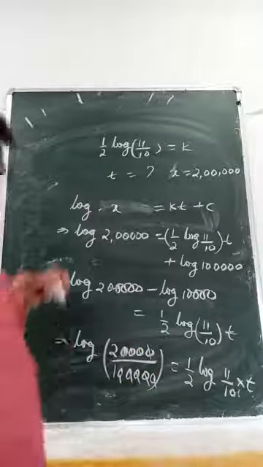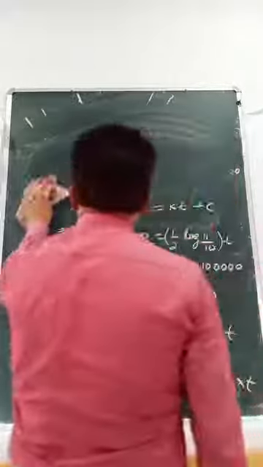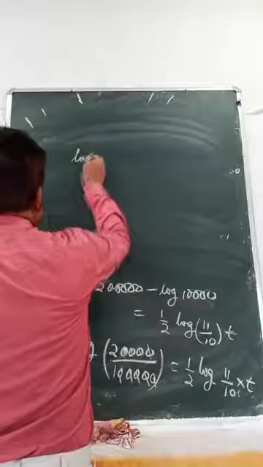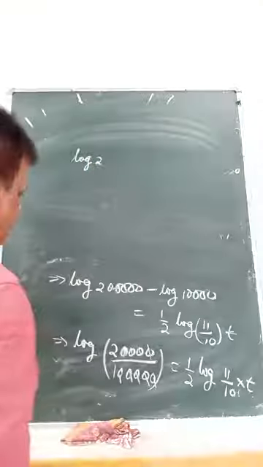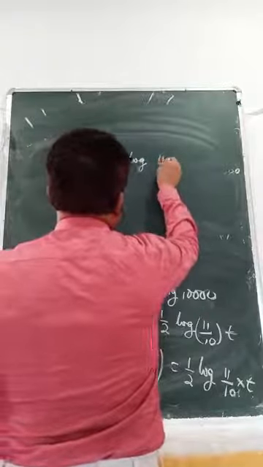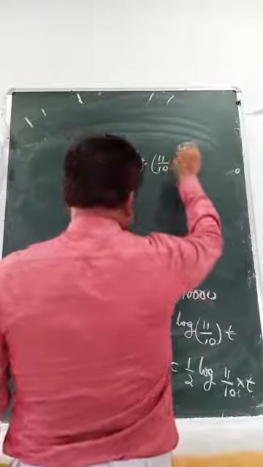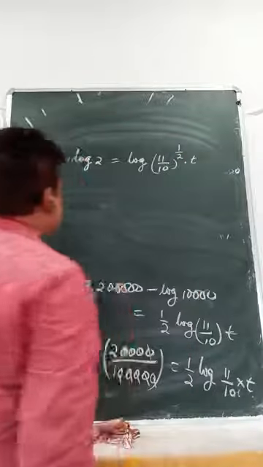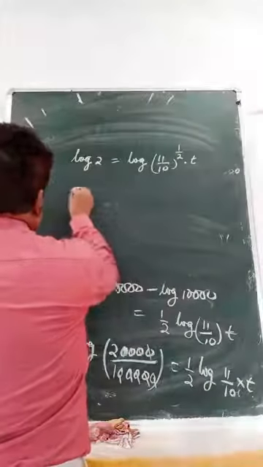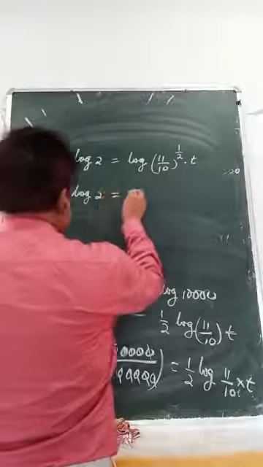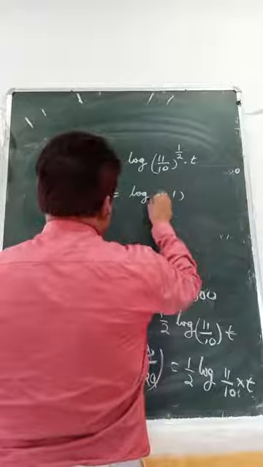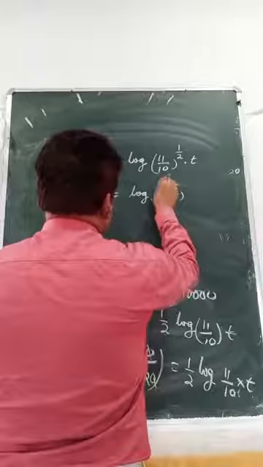Log 2 equals log of 11 by 10 power half into t. Okay. Then log 2 is log 1.1 power half, meaning root or power half.